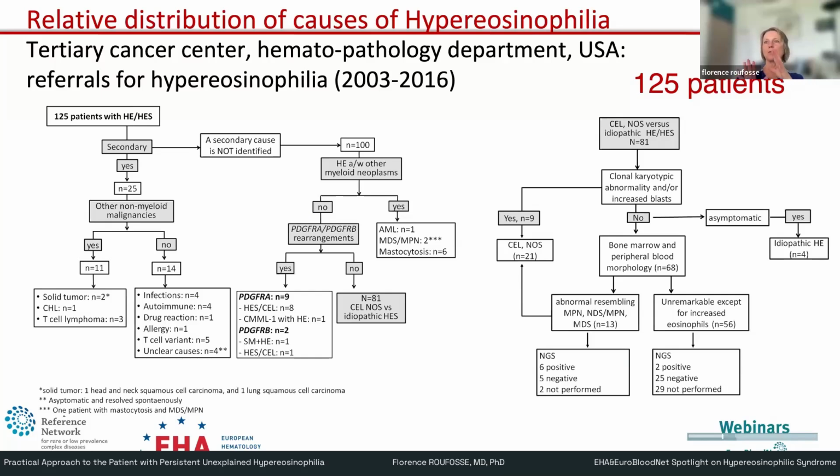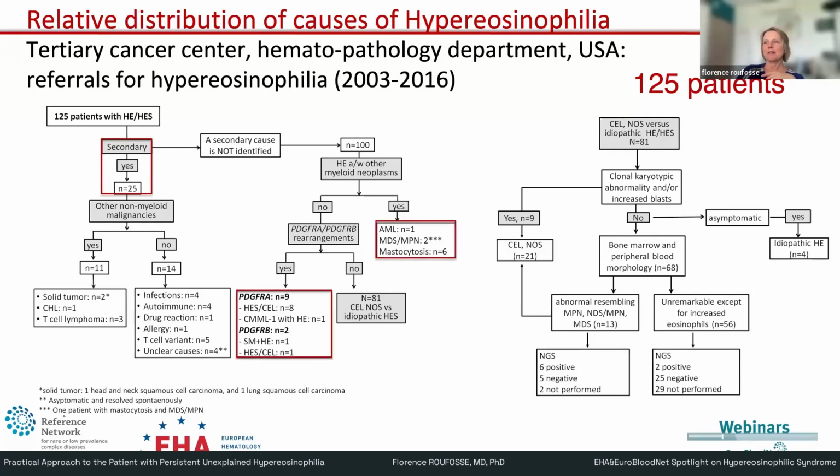First of all, there were a series of patients who turned out to have an underlying cause for their hypereosinophilia, meaning that when they were sent to this tertiary referral center, 1 out of 5 patients still had an underlying cause to be found. I think that's a first interesting message.